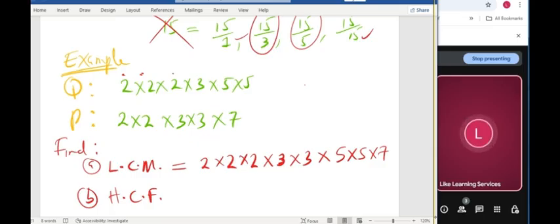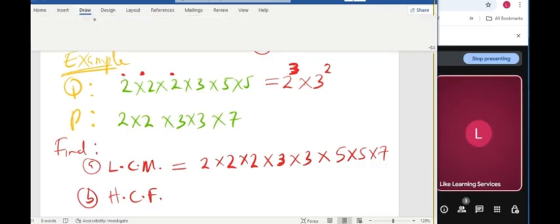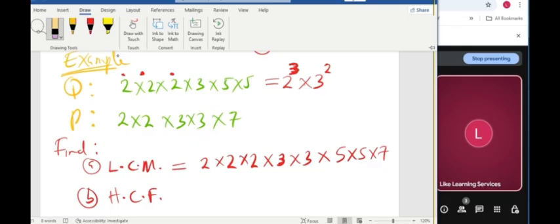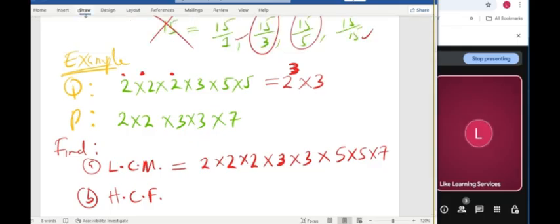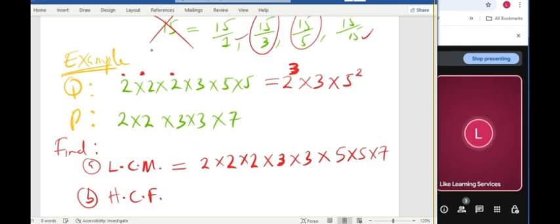For instance, this one has how many 2's? This is 2 raised to the power 3, is it not? 2 raised to the power 3 means there are 1, 2, 3 2's. So that's why I wrote 2 raised to the power 3. You understand? Then times 3 raised to the power how many 3's? That's only 1 3, so that's just 3 raised to the power 1. Then times 5 raised to the power 2, is it not?